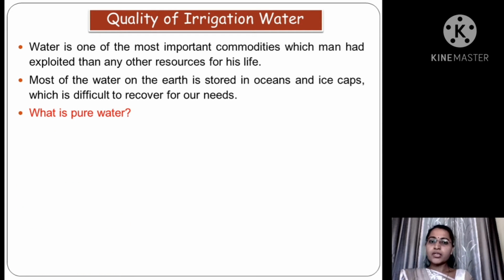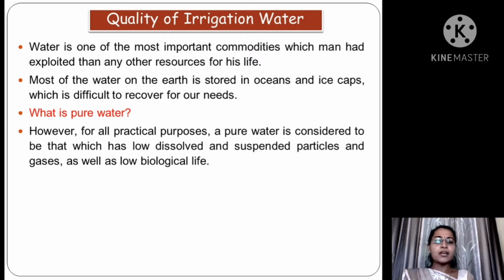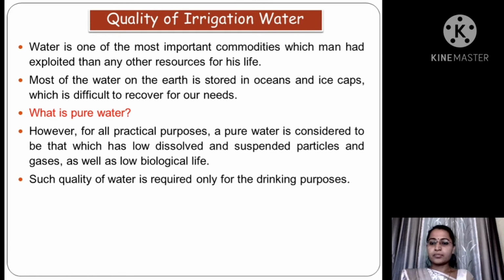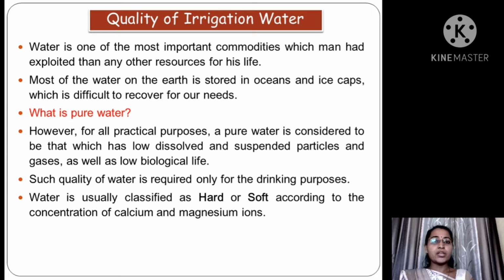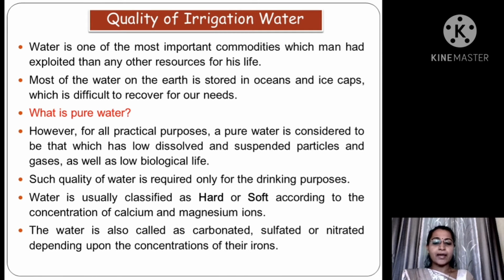The question is, what is pure water? For all practical purposes, pure water is considered to be that which has low dissolved and suspended particles, as well as gases and low biological life. That water we can say is pure water. Such quality of water is required only for drinking purposes. Water is usually classified as hard water and soft water according to the concentration of calcium and magnesium ions in it. The water is also called carbonated, sulfated or nitrated water depending upon the concentration of their ions.